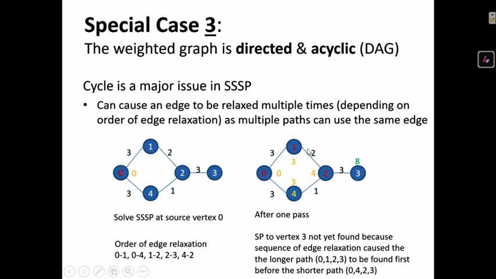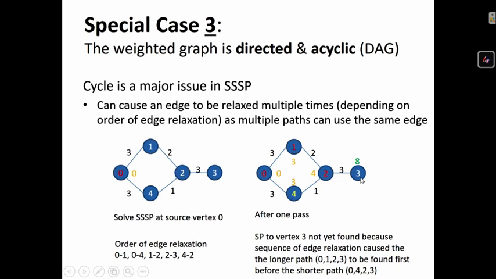And then you find that actually, if I had relaxed 4, 2 first, before I relax 1, 2, then this better path, 0, 4, 2, 3, would have been found before I actually use this worse path. But because of the order of relaxation, I actually found this worse path first, right? And then after that, I will end the first iteration. Then I need one more iteration, then I will find the correct shortest path to 3.